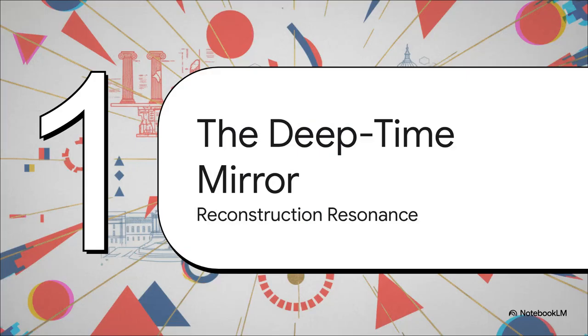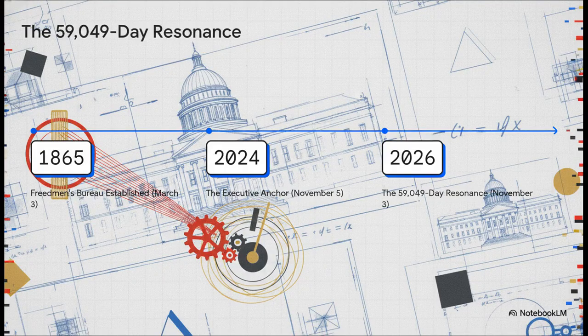Moving on to Section 3. The deep time mirror, or the Reconstruction resonance. Let's zoom out a bit to see how this specific mathematical threshold perfectly mirrors a profound historical rupture. Okay, this is perhaps the most breathtaking connection in our entire explainer.